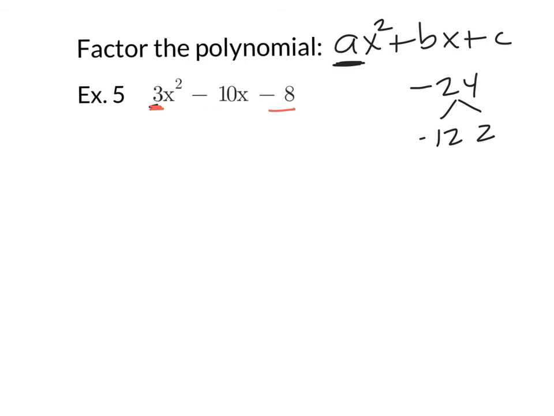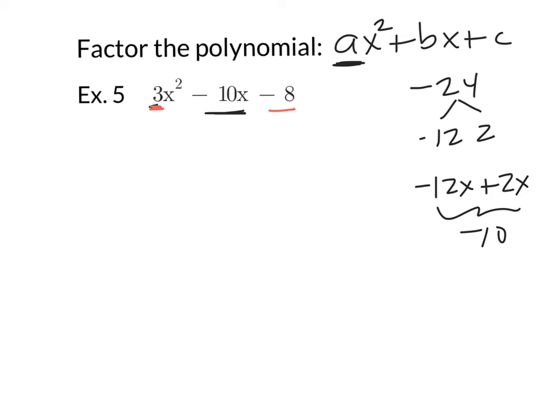So now what we're going to do is take this middle term, this negative 10x term, and write it as the sum of two terms. Negative 12x plus 2x adds up to negative 10x. So that's how we're going to break up the middle term.